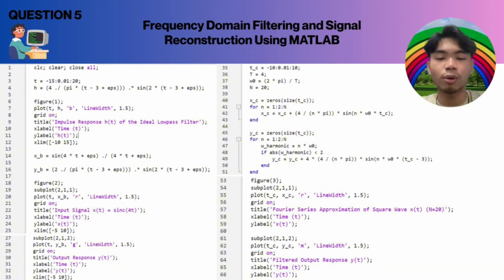To bring this theory to life, we implement it in MATLAB. On the left, lines 3 to 4 define our time axis and calculate the filter impulse response using a tiny constant, EPS, to avoid division by zero errors. Lines 40 and 50 generate our input signal and theoretical output response.